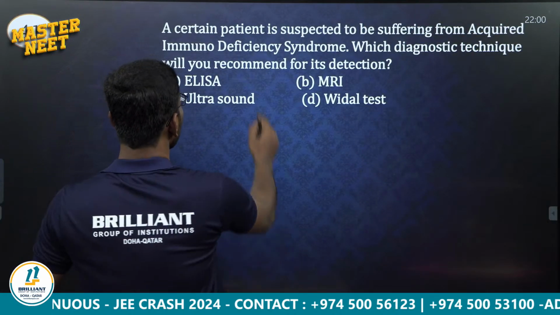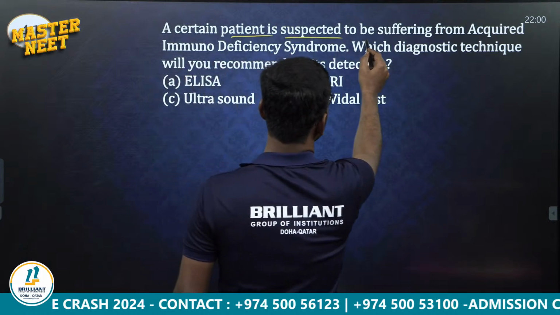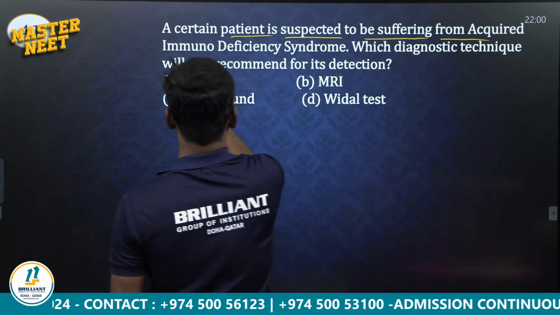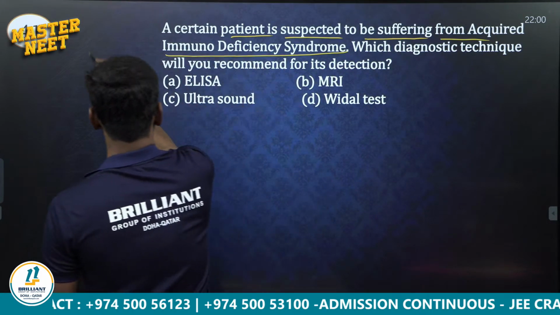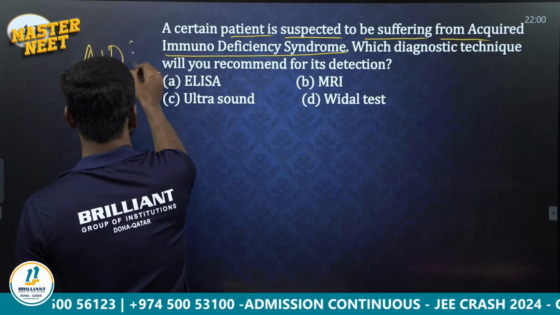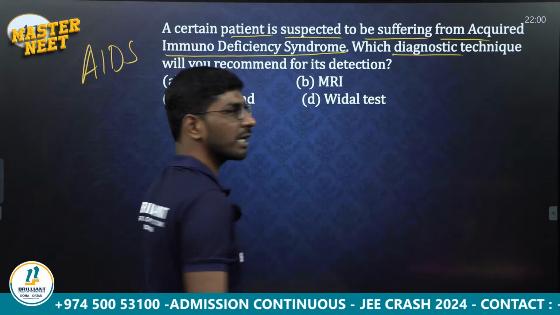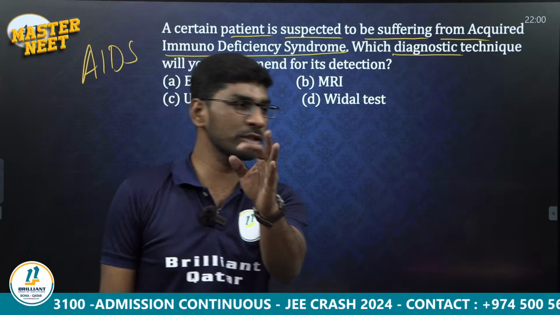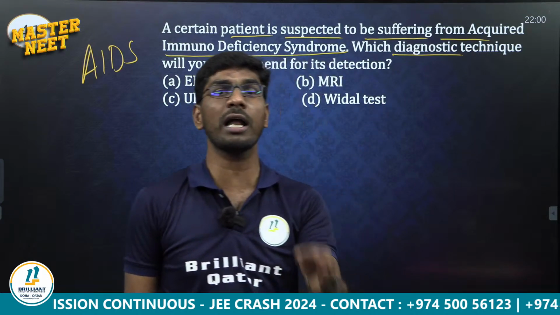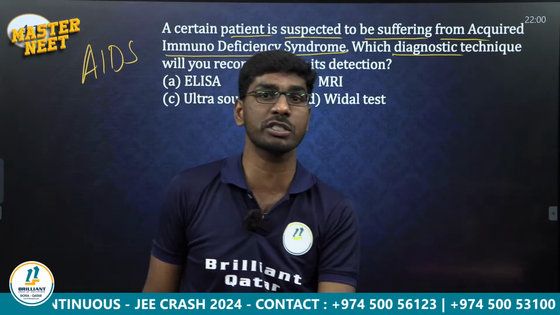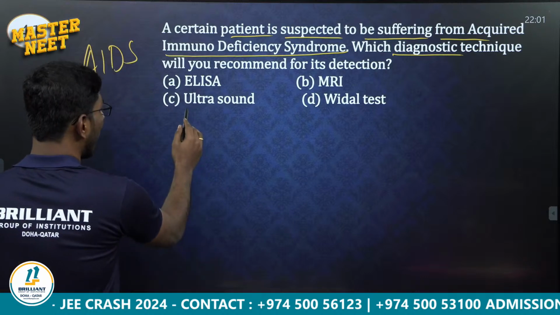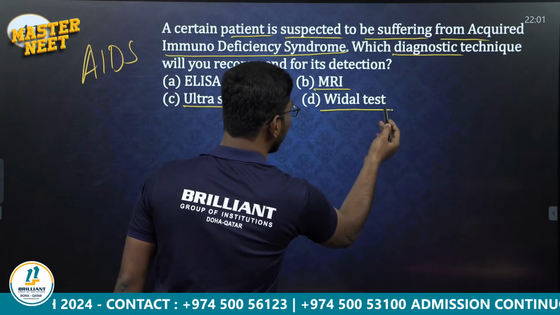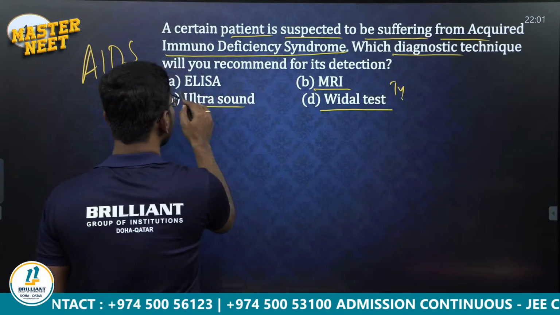Very simple question. A certain patient is suspected to be suffering from acquired immunodeficiency syndrome, AIDS. Now, which diagnostic technique? Some particular diagnostic technique is there which is based on antigen-antibody reaction. What is that one? Tell me. Ultrasound, MRI, Widal test for what? Typhoid. And next one, tell me.